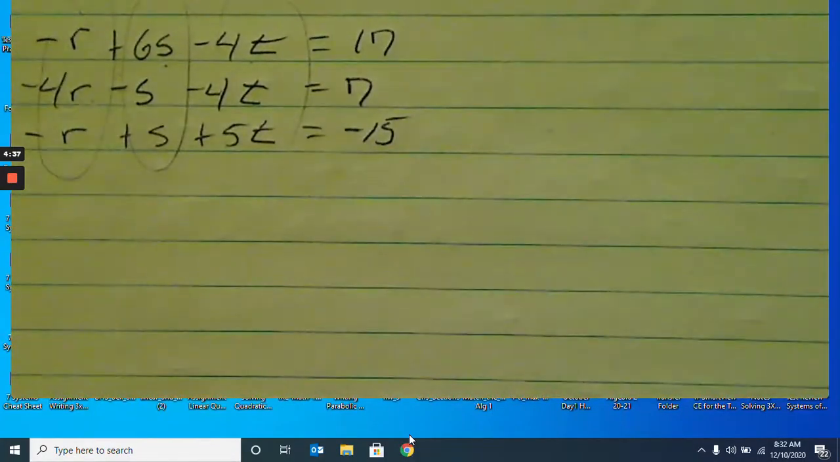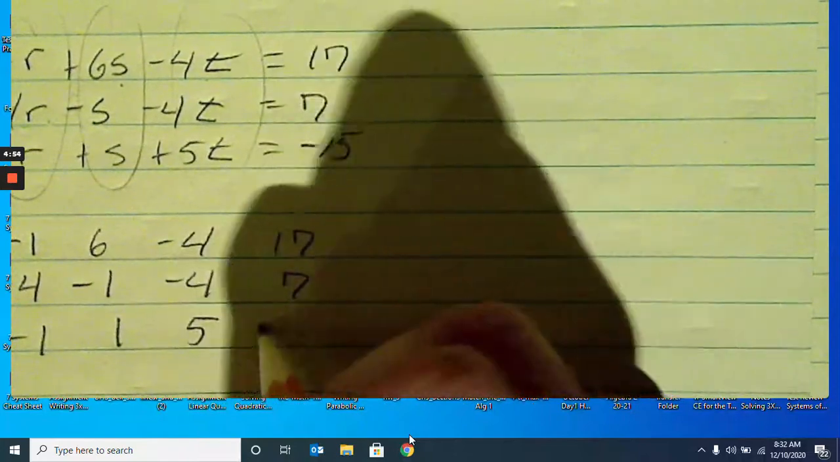And again, I'm going to write my matrix to kind of help you out with what I'm doing here. So I have negative 1, 6, negative 4, 17. Negative 4, negative 1, negative 4, 7. Negative 1, 1, 5, negative 15.